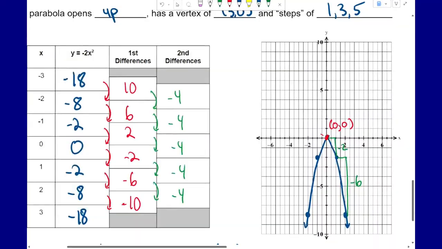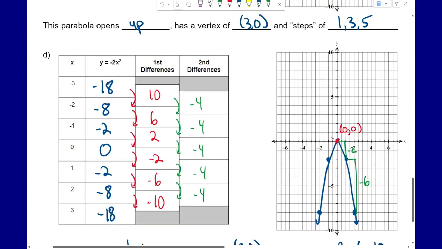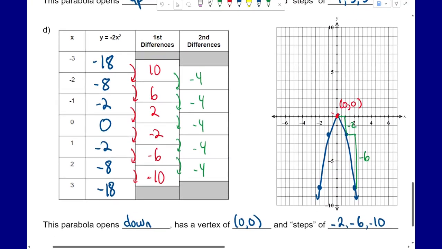With the next one, again, plugging the x values into the equation to get the y values, finding the difference in the y values for your first differences, and then finding the differences between the first differences for your second differences. You should find that your second differences are the same. They're all -4. When we plot it, we can only plot some of the points. We can only plot from -2 to 2. But that does give us enough to plot it. In this case, the parabola does open down because we can see the opening is now at the bottom. So this is opening down. It still has a vertex of (0, 0), and the steps are -2, -6, -10.